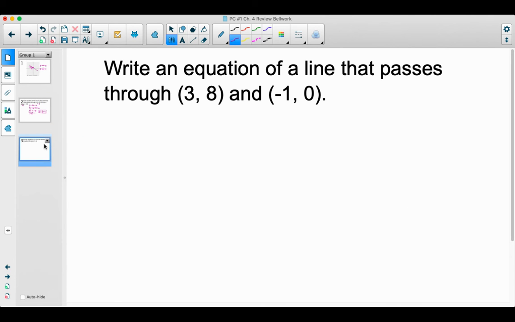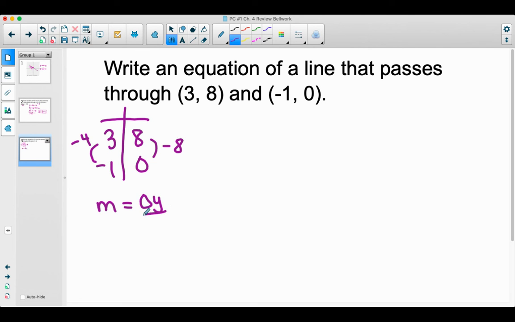Okay. And then the last type of example is when I give you 2 points. So if I give you 2 points, if you recall, we want to put it into a table. So this is the point 3, 8 and negative 1, 0. And we find the difference. From 3 to negative 1, I'm going down 4. And from 8 to 0, I'm going down 8. So they're both negative. Our slope, remember, is always the change in y over the change in x. So I have negative 8 over negative 4. Make sure to simplify that. When I do negative 8 over negative 4, I get a positive 2.